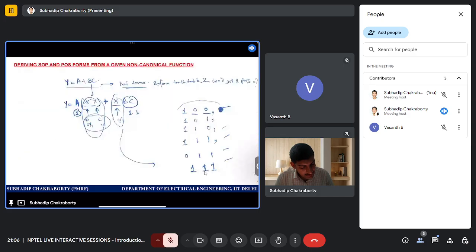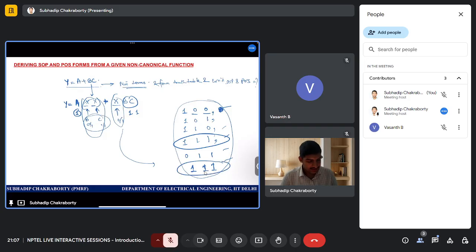So coming here, how many terms did we get? Some terms you can see are repeating, right? This 1 and 1 are repeating, so we will not take them twice. So let us write the terms 1 0 0, 1 0 1, 1 1 0, 0 1 1, and obviously 1 1 1. So we have 5 min terms.